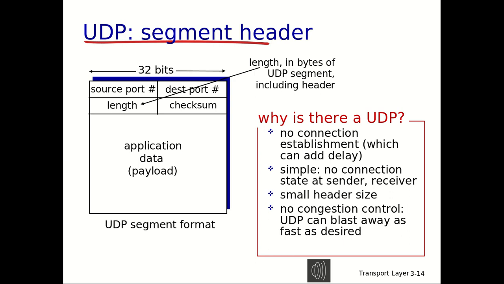So once again, on this particular slide, there is a slide revision. Why is there a UDP? Why do we need UDP? What is the point of having such an unreliable protocol? Because there is no connection establishment time, which can add significant delay to communication. It is simple to implement, that is low load on the processor, no connection state at the sender or receiver is maintained. A relatively small header size, as you can see on the left. There is no congestion control, so UDP can basically send as much data as possible and as fast as possible. Some of the pros of using UDP protocol.